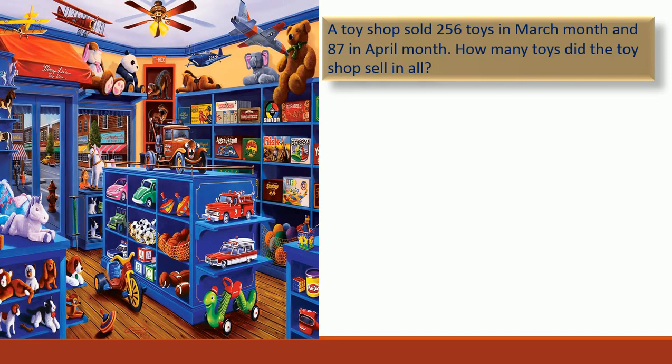Children, can you see the toy shop picture here, where we used to buy toys for us, right? Yes. A toy shop sold 256 toys in March and 87 in April. How many toys did the toy shop sell in all? So together in the months of March and April, how many toys were sold? That we have to find.